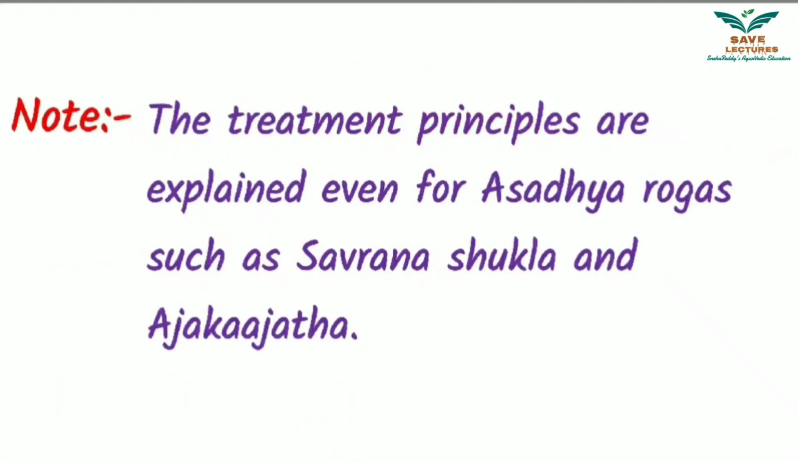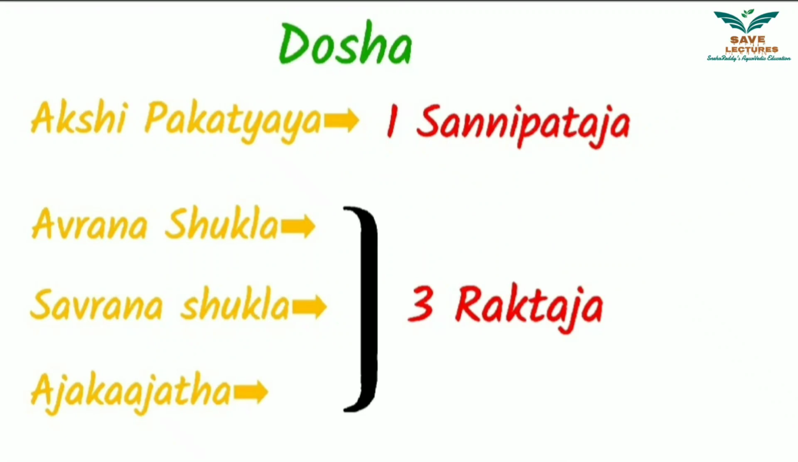Note: the treatment principles are explained even for Asadhya Rogas such as Savrana Shukla and Ajakajata. Let us see the dosha involved. Among 4, only Akshipakatya is Sannipataja.